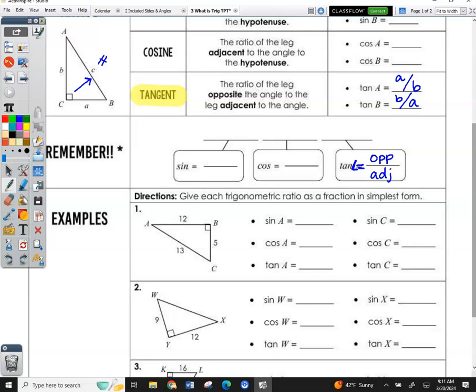Let me show you this one problem and then you'll be able to do it. Come right here. Number 1. We're only going to do tan A, tan C. Here's our picture. Draw an arrow from the right angle to the hypotenuse. Focus your attention from angle A. What is opposite of angle A in this picture? 5. What is adjacent to angle A? 12. You've got the fraction. Now let's do tan C. What would it be? Opposite of angle C, 12. Adjacent to angle C, 5.